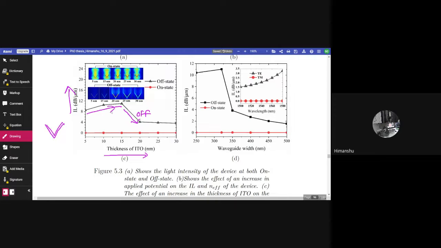And we can see that in between 10 to 15 nanometer thickness, the insertion loss is almost the same. Therefore, we have taken this 12 nanometer as the thickness of ITO material, because this is an optimum value in between 10 and 15. And here in the inset of figure 5.3c, we can see the on state and off state for the device at different thicknesses of the ITO at around 5 nanometer, 15 nanometer, 20 nanometer, 25 nanometer, and 30 nanometer.